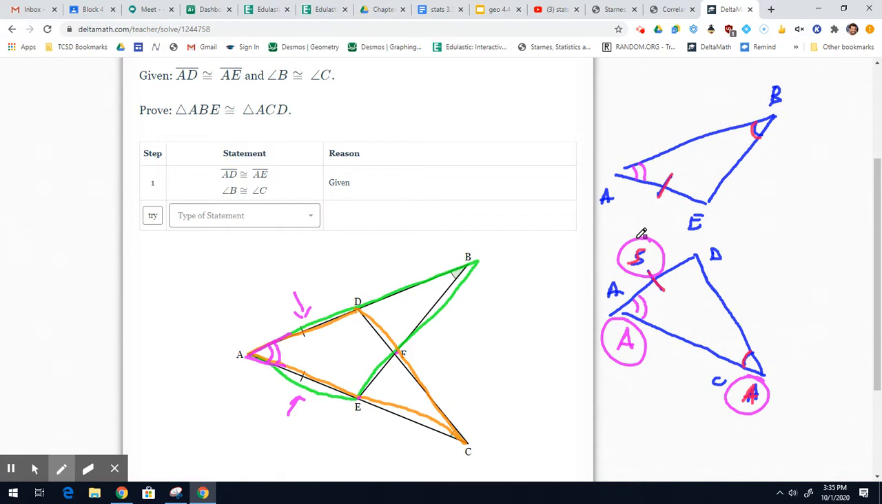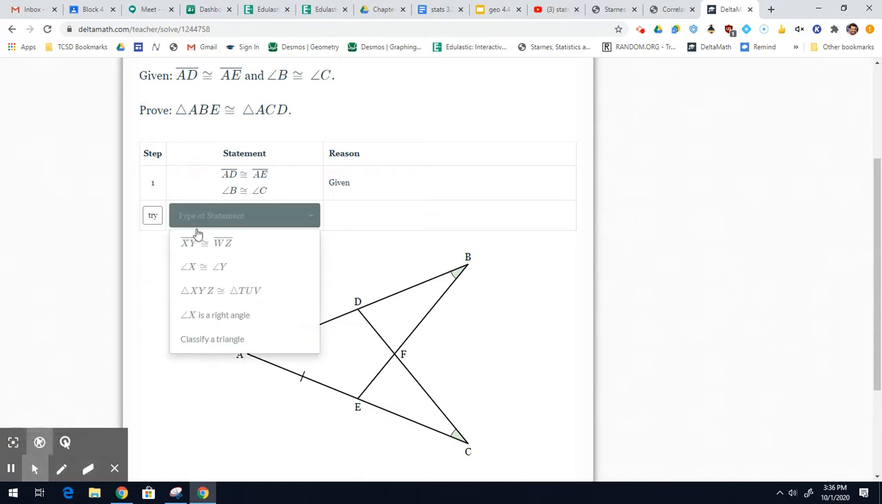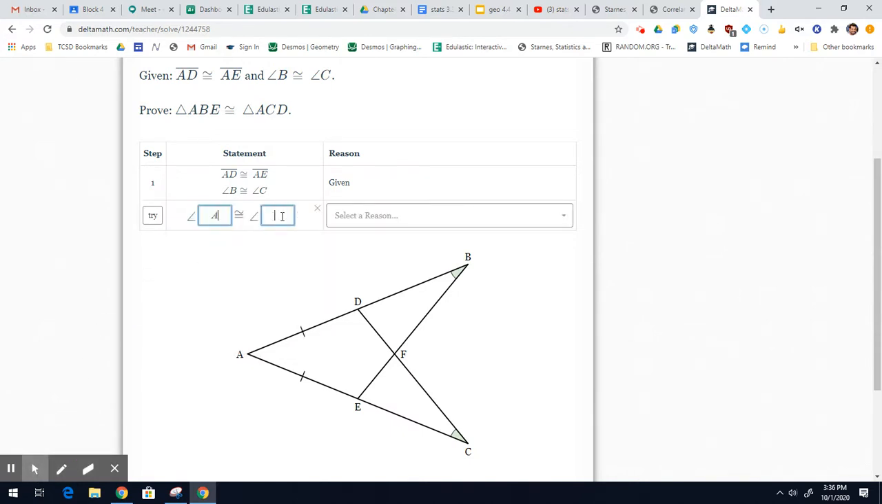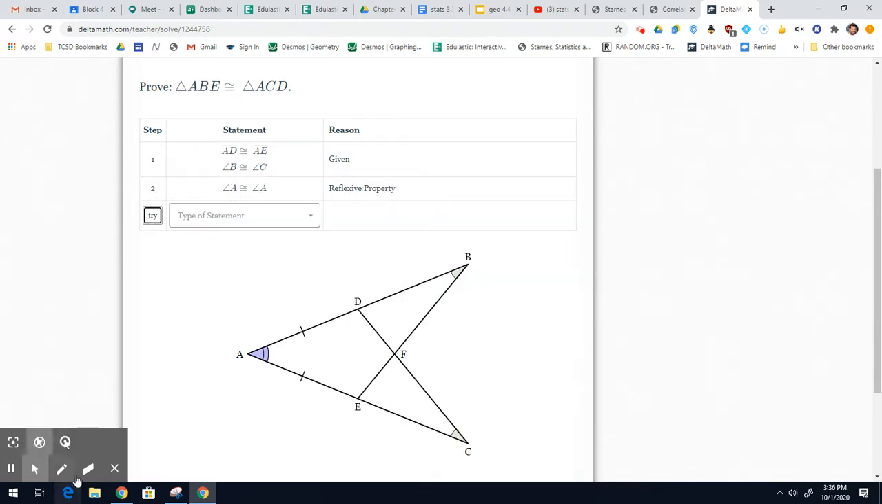So just do your best. I'm going to erase this. All I have to say is that angle A is congruent to itself, and I can use just one letter because it's all up there by itself. That's the reflexive property. And let's go ahead and mark the triangle.